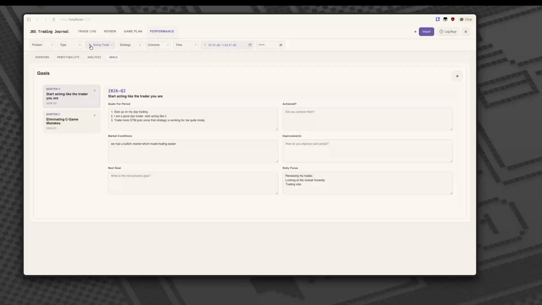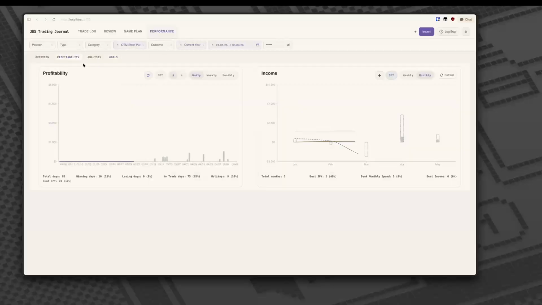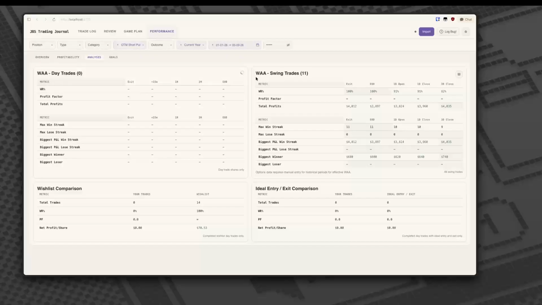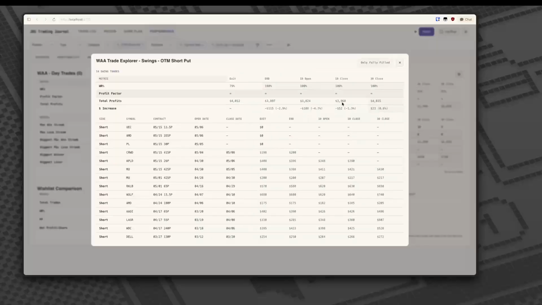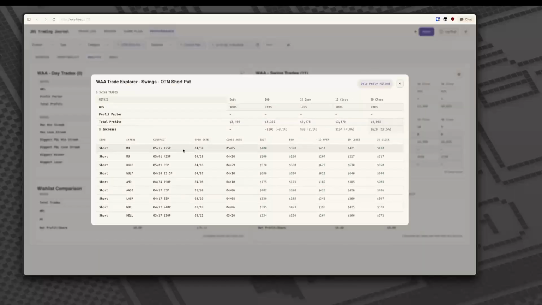If I go to this strategy here on the out of the money puts, out of the 14 trades I've taken, some of them are incomplete, but I've won all of the 11 trades that I've closed. And if I just look at the full ones over here, which are 9 swing trades, they've all been really well, all been pretty profitable.